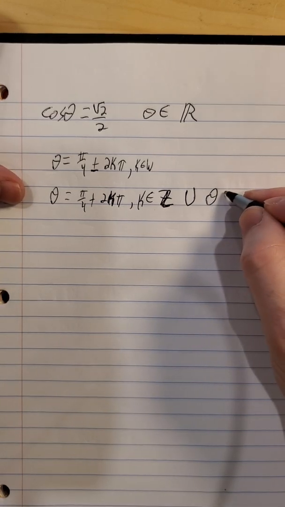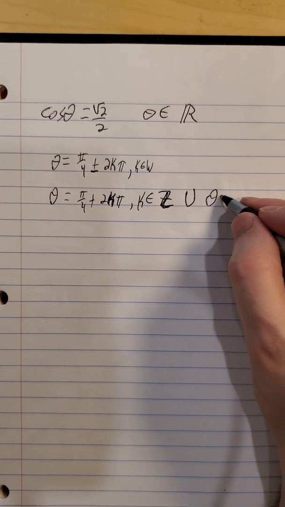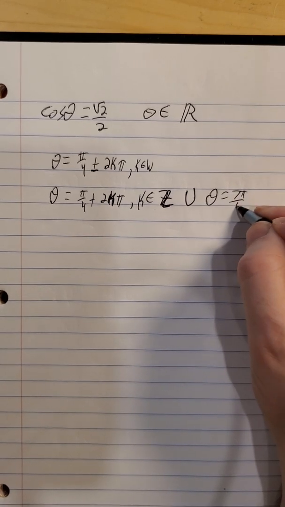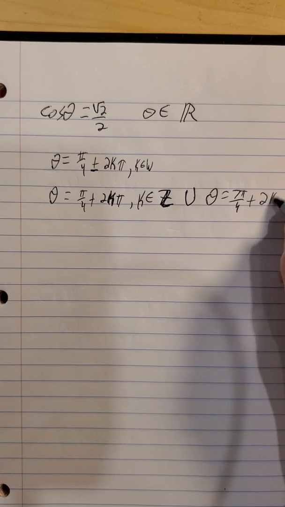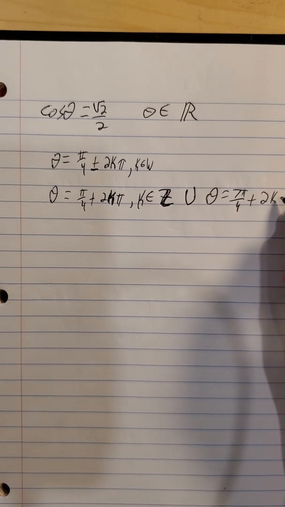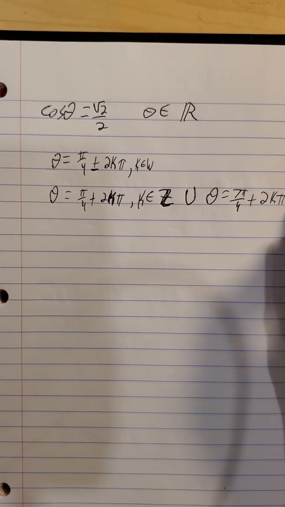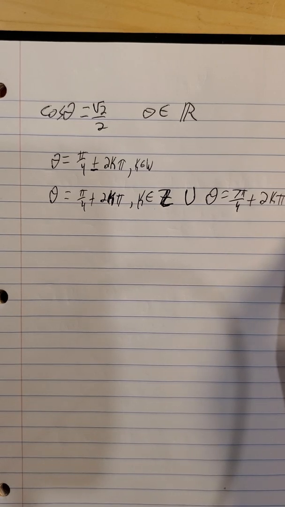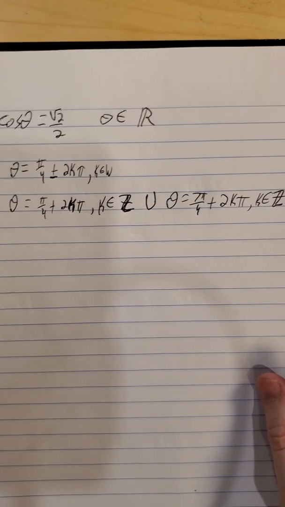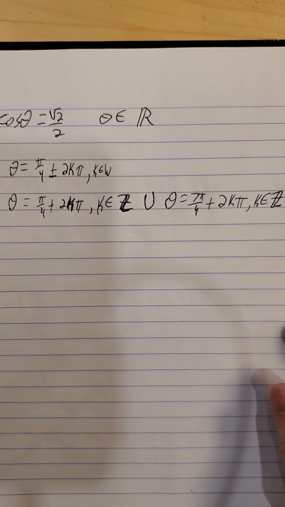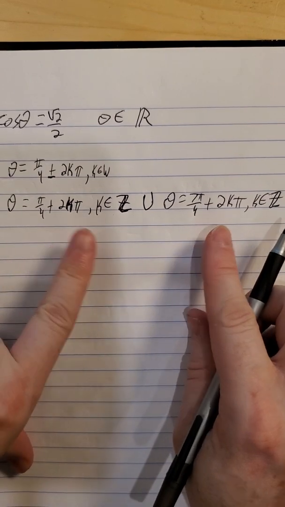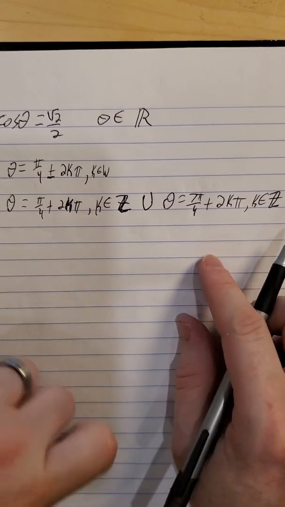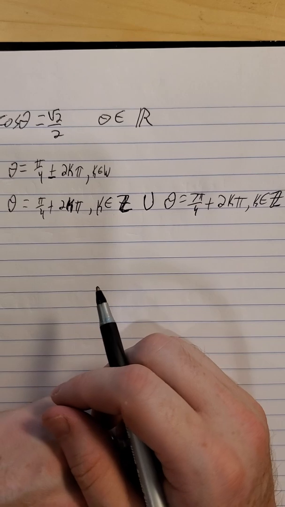Now remember, we also had the 7 pi over 4, and with that one also we can spin around any number of full rotations. So k is still in Z. So then our solution set, a little bit messier looking, but it covers many more solutions.